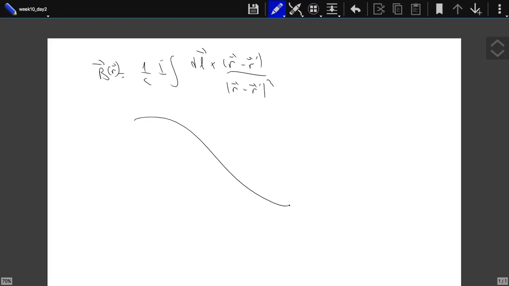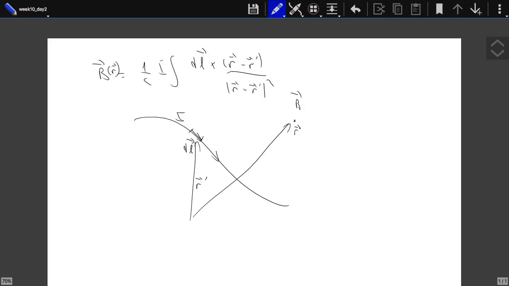So this is the wire we have. It carries a current I. If we take a very small segment of this wire, we define this vector dl along the wire in the direction of the current, with length equal to the length of the segment. We denote the position of that segment as the point r prime, and we are looking at the magnetic induction at the point r.